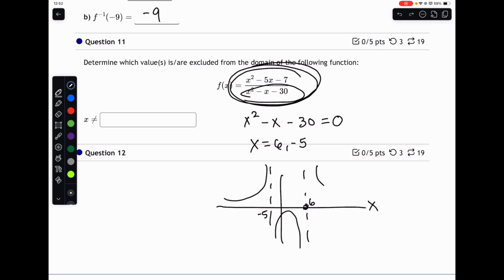It will have these gaps at these two x values of -5 and 6. So those are the two numbers that are excluded from the domain. Again, it's just solving the equation for the denominator, and those numbers get excluded from the domain.